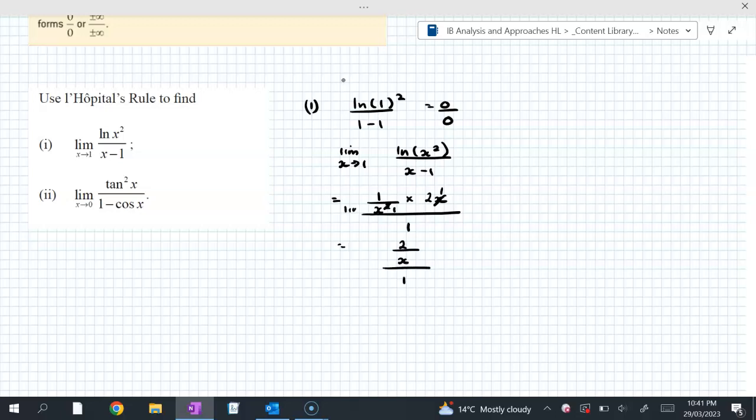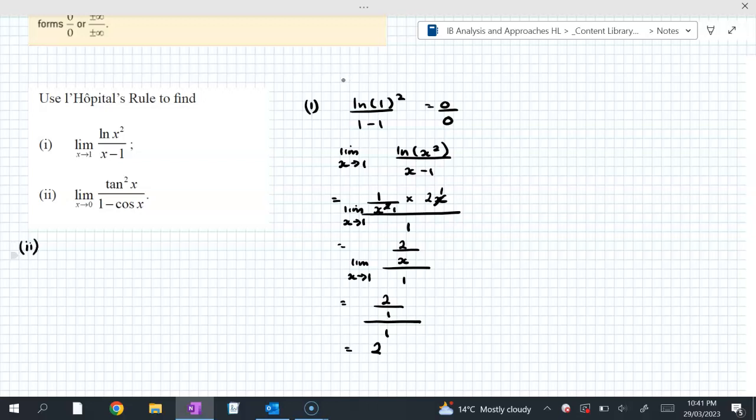Now I should keep my limit out the front. And so then I'm not going to get 0 on 0 anymore. Substituting in 1, I get 2 on 1 all over 1, which is just going to be 2. And so the limit is 2.